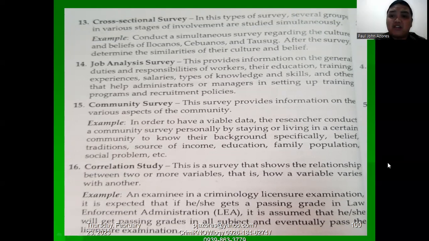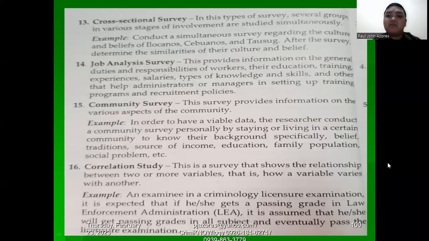Job analysis survey. This provides information on the general duties and responsibilities of workers, their education, training, experience, salaries, type of knowledge and skills, and others that help administrators or managers in setting up training programs and recruitment policies. Usually, ginagawa ito ng mga naka-assign sa Human Resource Department.